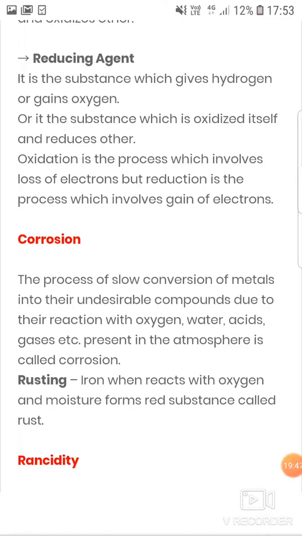Rusting. When metals get rusted due to exposure to air, it is corrosion. When they are exposed to air, oxygen, water, acids and gases present in the atmosphere react with them and cause rusting. So, iron when it reacts with oxygen and moisture forms a red substance called rust. This is called corrosion. What is rancidity?